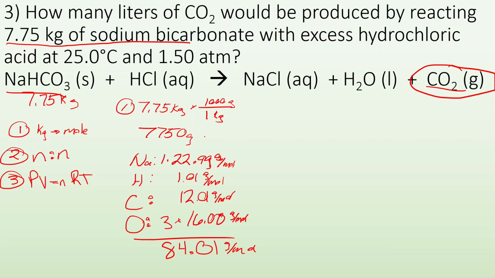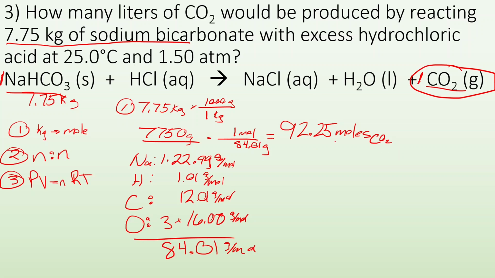So now that I've got my grams and my grams per mole, I can do a little math. I know that for every 84.01 grams, there is 1 mole. When I do that math, I get 92.25 moles of NaHCO3. Now, since it's a 1-to-1 ratio to carbon dioxide, it's also the moles of CO2.